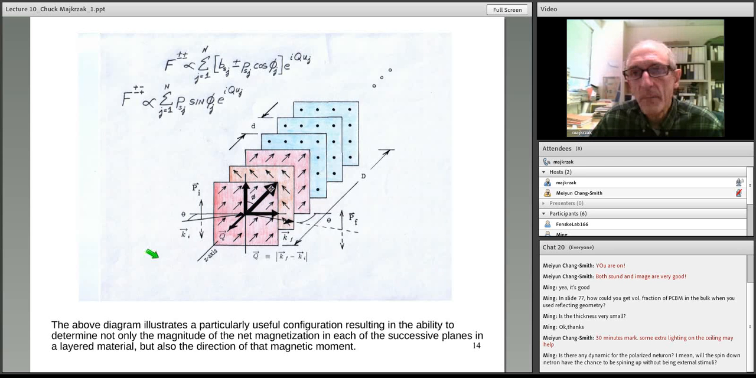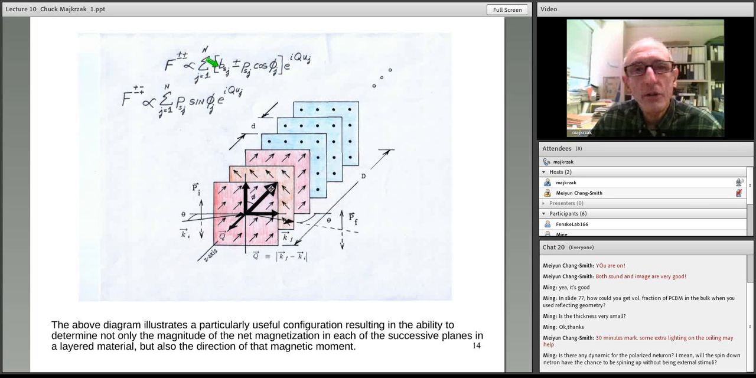So if you think about this a little bit, what does this tell us? It tells us if I measure all the processes, plus plus, minus minus, plus minus, and minus plus, I can reconstruct from that data, in principle, the fraction of moment that's along the vertical and the fraction along the horizontal in each and every plane as a function of depth down into this layered structure.